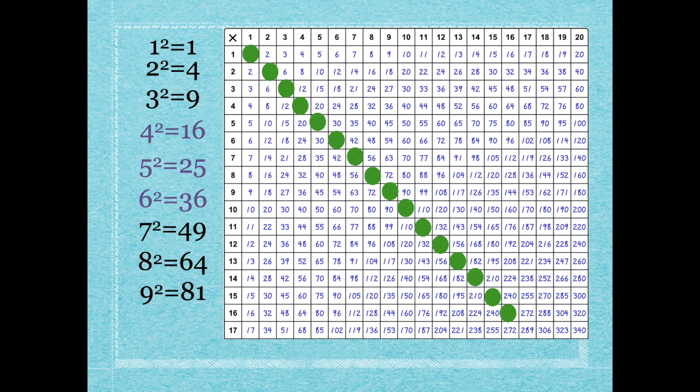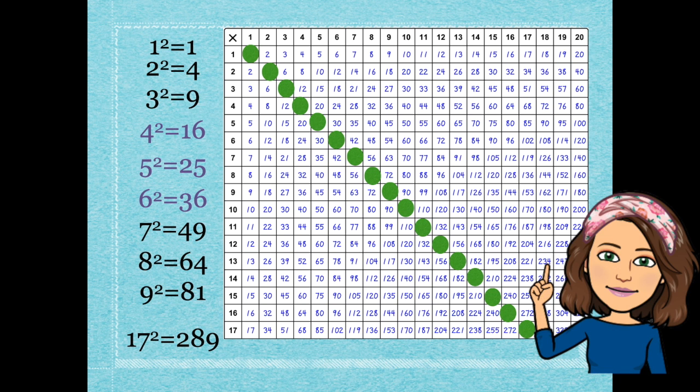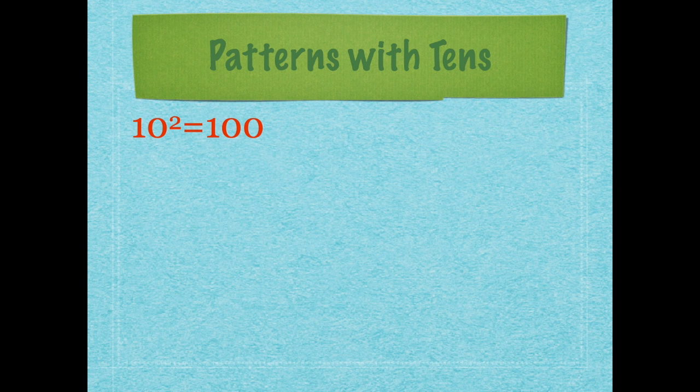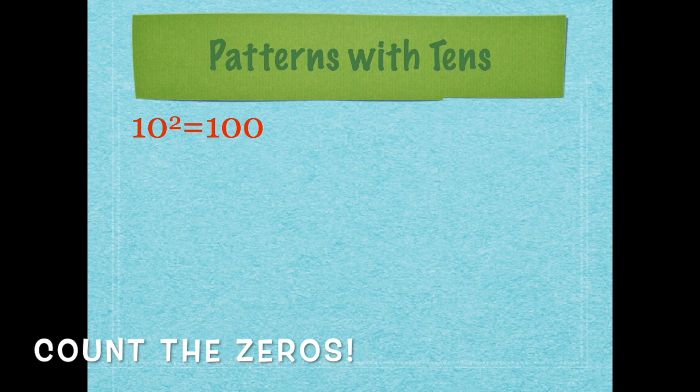So let me ask you, what is 17 squared? If you answered 289, then you followed the pattern perfectly. There's another very interesting pattern with these exponents when we talk about patterns with 10. So here we go. The second power of 10 is 100. Look at the pattern of zeros and tell me what you notice.